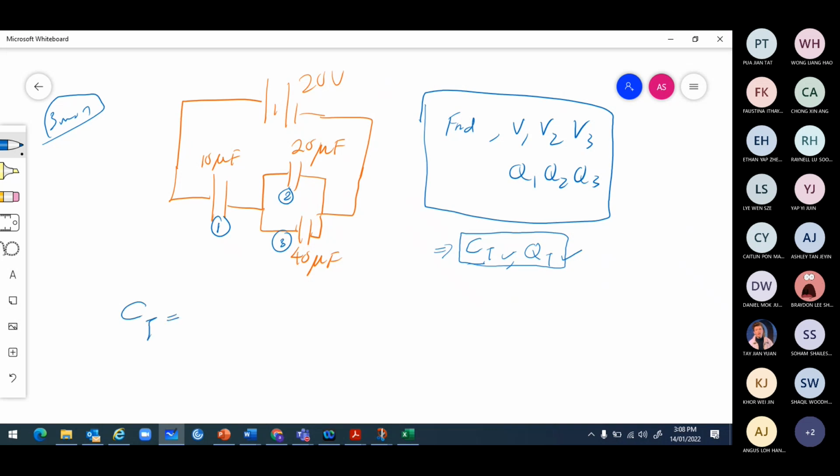Come on. How much do you get for C total for this circuit? How many microfarad? Can you give me 3 significant figures? How many microfarad do you get? C total for this circuit. You can WhatsApp me or tell me here. So 20, 40 and 10. 2 minutes for you, come on.